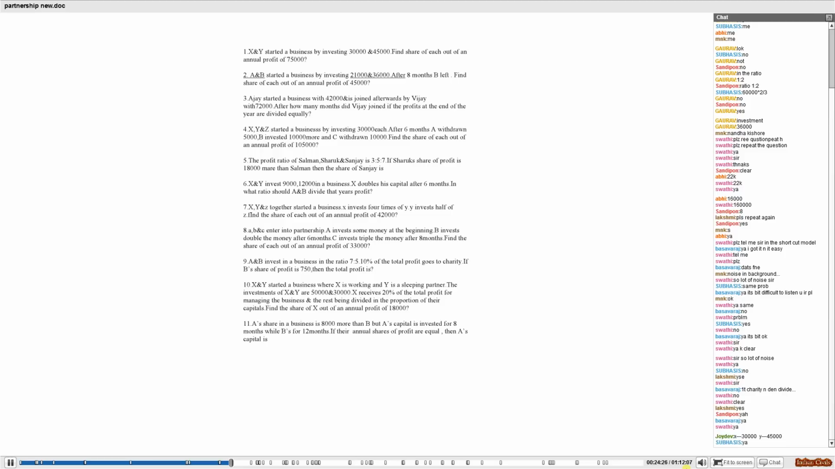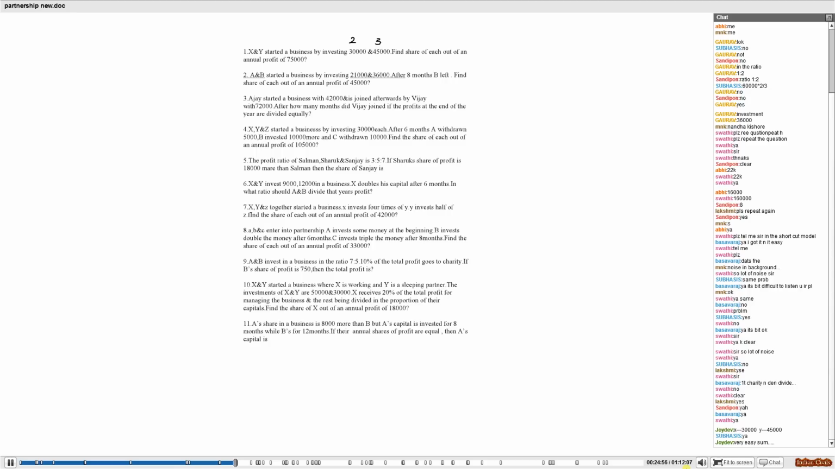Look, X and Y started a business by investing 30,000 and 45,000, where I can say that 30 is to 45. We can go for 15 twos are 30, 15 threes are 45. So 2 is to 3 is the ratio. 5x is 75,000, x is equal to 15,000. Very easy sum. So the profit will be in the ratio 2 is to 3. You get 30,000 and 45,000. Is it clear?